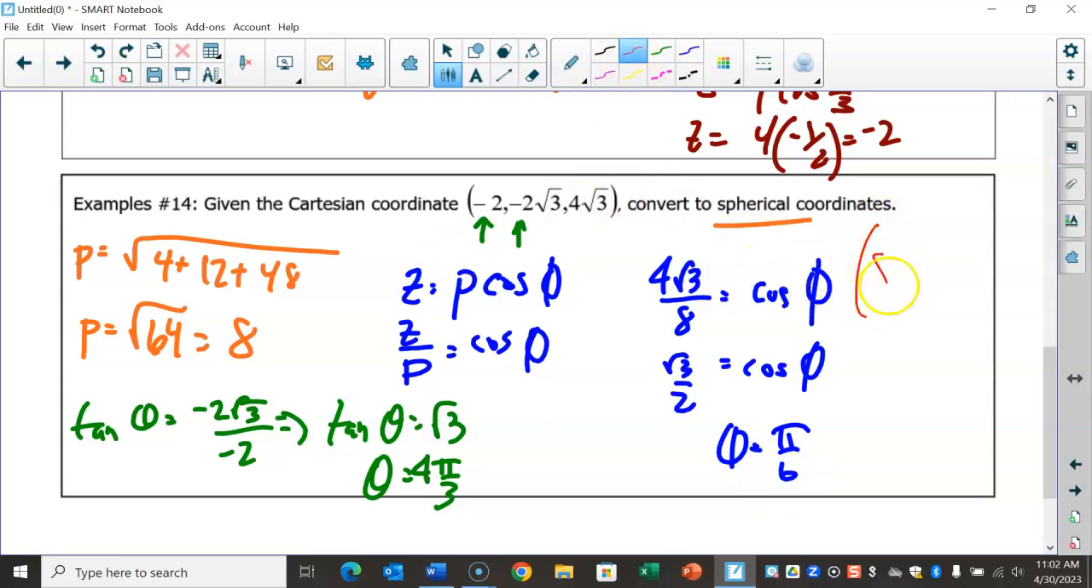So we have rho ends up being 8. We have theta as 4 pi over 3. And then we have phi as pi over 6. And so you guys have it. We've now talked about conversions of spherical to Cartesian and vice versa.